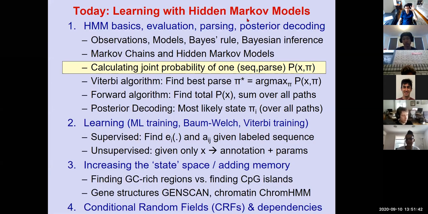But for now, what you should remember is that we have a set of observations, we have a set of models that are living in the hidden part of the world, and then we can use Bayes' rule to reverse the arrow from down to up to do Bayesian inference. And hidden Markov models are basically this Bayesian inference coupled with a Markov chain that's memoryless, so that we have a set of transition probabilities and a set of emission probabilities.